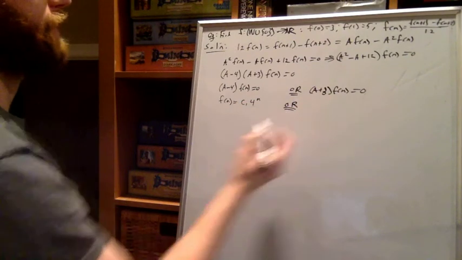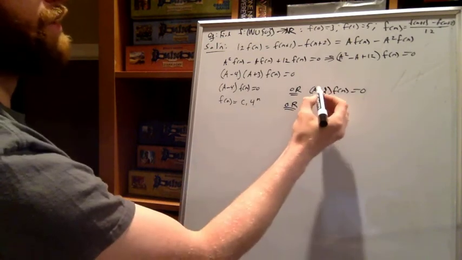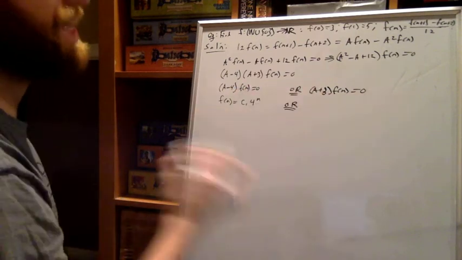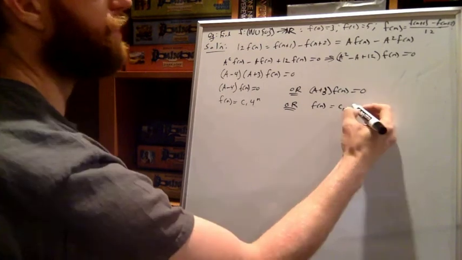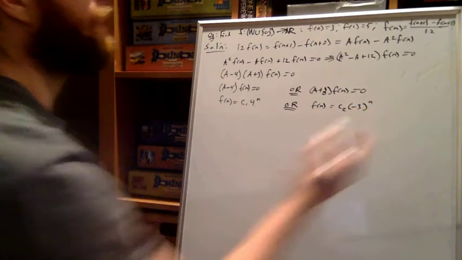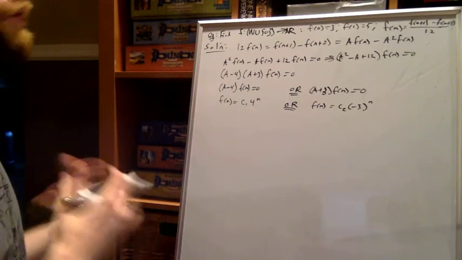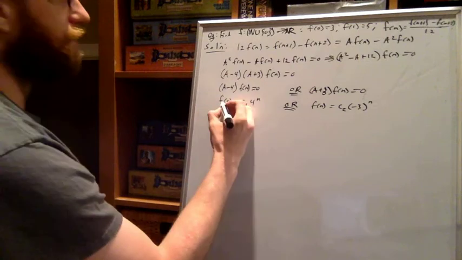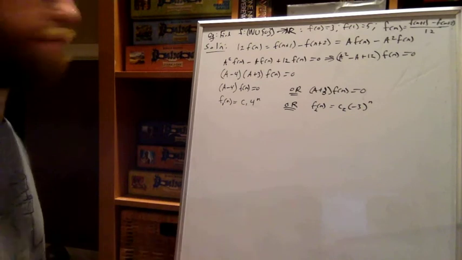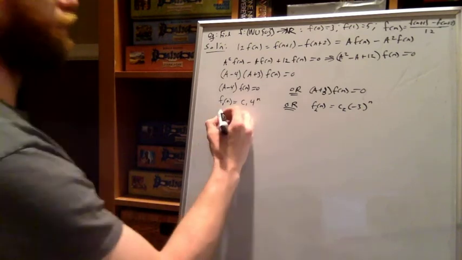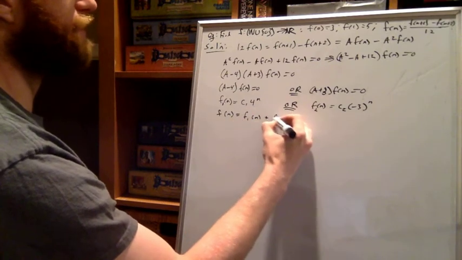Or, if this was the solution, the root here would be negative 3. This would mean that f of n was equal to, let's call it c2, some other constant, negative 3 to the n. Now, either one of these could be a solution, but putatively. What I want to do is keep track of them separately. So I'm going to call this f1 of n and f2 of n. These are separate parts of the function, and my answer is going to be of the form f of n equals f1 of n plus f2 of n.